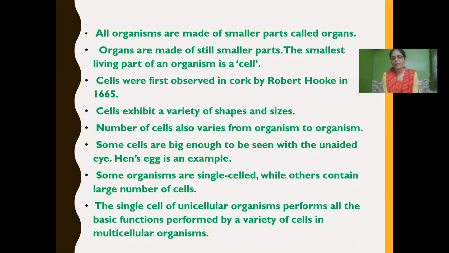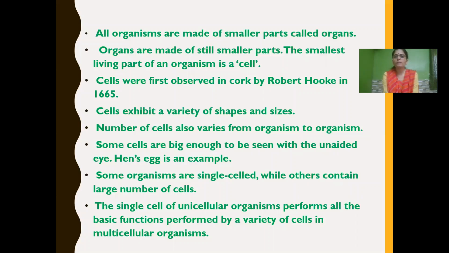Cells exhibit a variety of shapes and sizes. The number of cells also varies from organism to organism. Some cells are big enough to be seen with the naked eye, for example, a hen's egg. Some organisms are single-celled. We call them unicellular organisms, while some other organisms are made of more than one cell, that is, a large number of cells. We call them multicellular organisms.